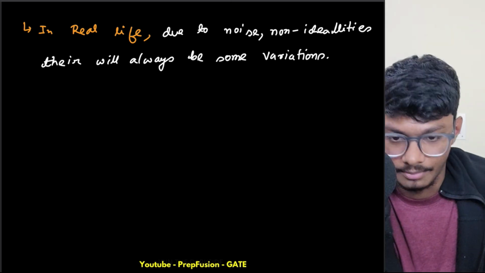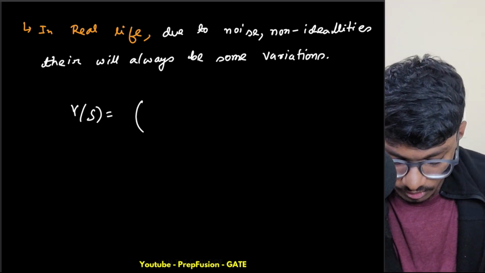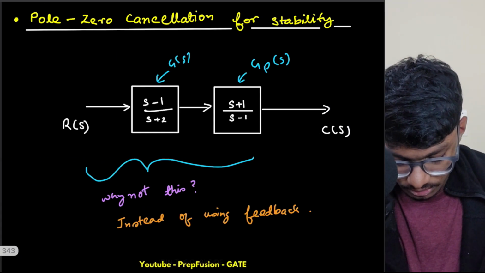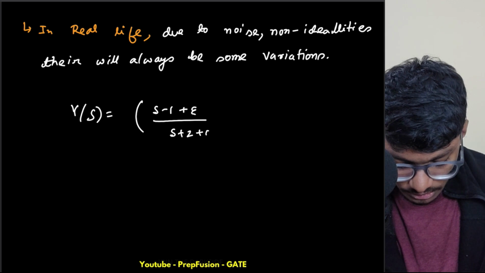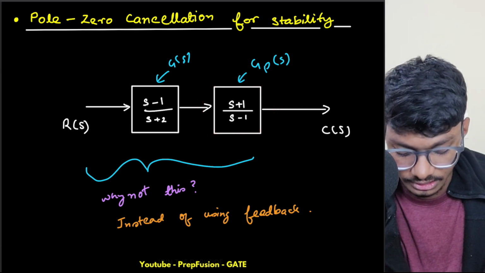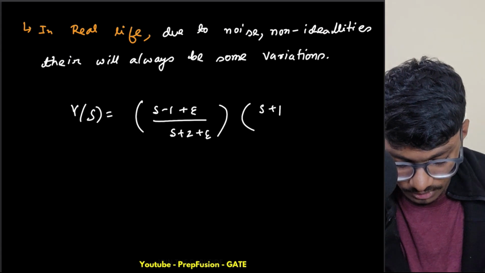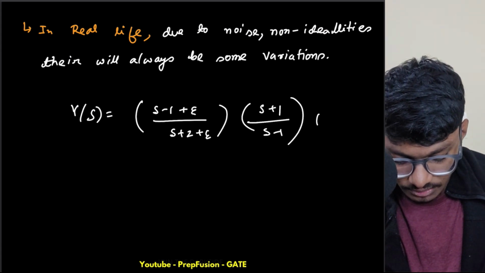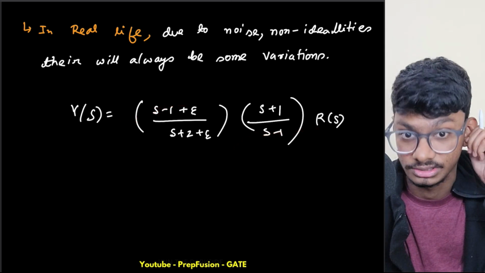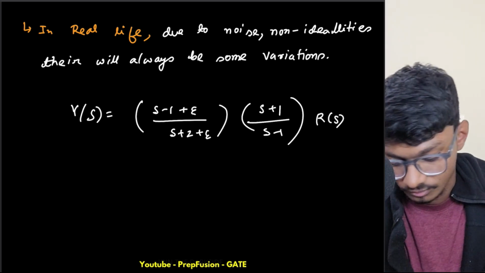Okay, so what will happen basically is that my y of s, after some time, will become (s minus 1 plus epsilon) over (s plus 2 plus epsilon), into something else that is still remaining, which may vary due to some other noise. I will just assume that this is not varying: s plus 1 and s minus 1. Now you can see in r of s that these are not perfectly cancelling each other out, hence my system can still remain unstable. So this is very risky, okay.